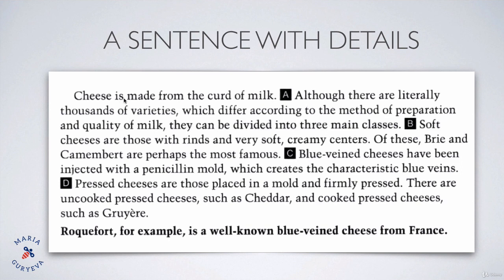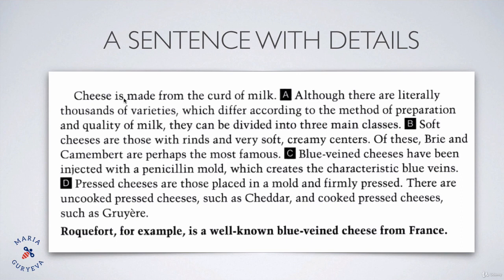So let's read. Cheese is made from the curd of milk. Although there are literally thousands of varieties which differ according to the method of preparation and quality of milk, they can be divided into 3 main classes. Soft cheeses are those with rinds and very soft, creamy centers. Of these, Brie and Camembert are perhaps the most famous. Blue vein cheeses have been injected with a penicillin mold, which creates the characteristic blue veins. Pressed cheeses are those placed in a mold and firmly pressed. There are uncooked pressed cheeses, such as cheddar, and cooked pressed cheeses, such as Gruyere.